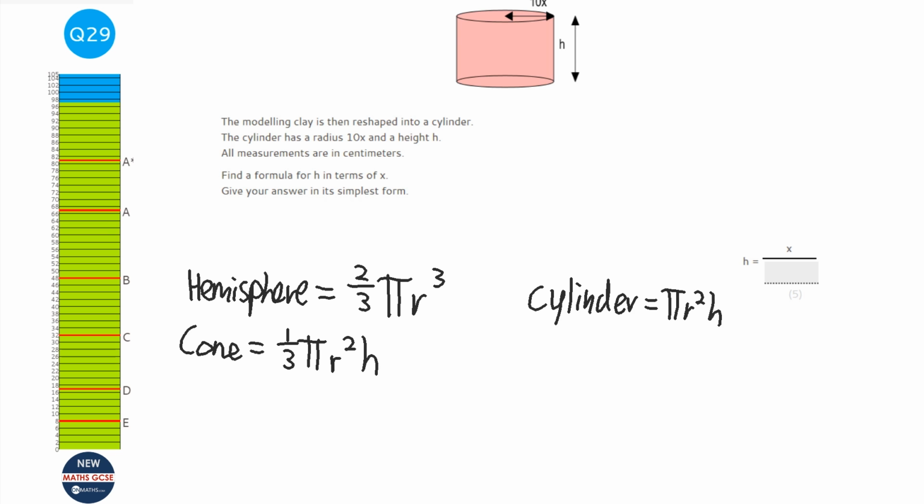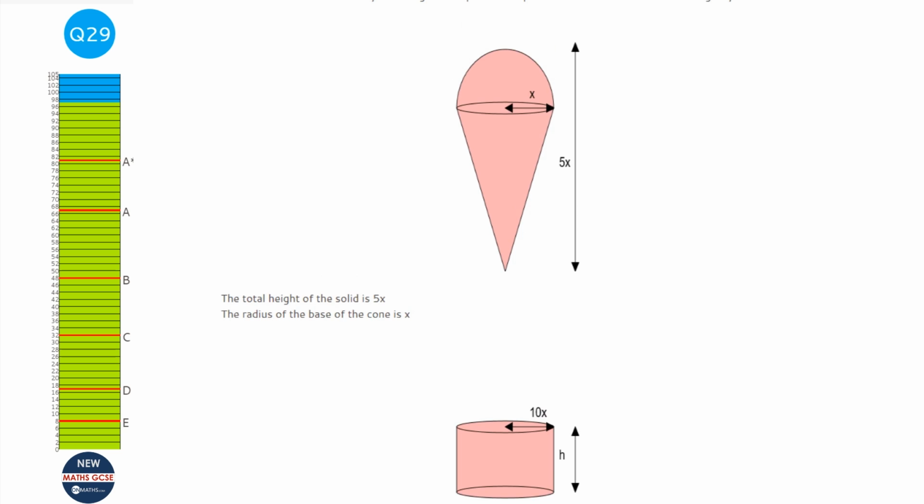Okay, now we need to find out what the bits are. So for the hemisphere we just need r. Well, that's quite simple because r is just going to be x. It's the radius of the hemisphere. Now what's more difficult is to work out the height of the cone. Well, if the radius across to the right is x, the radius of the circle up is also going to be x. So we know the height of the cone is going to be 4x because one of those x's is used on the hemisphere.